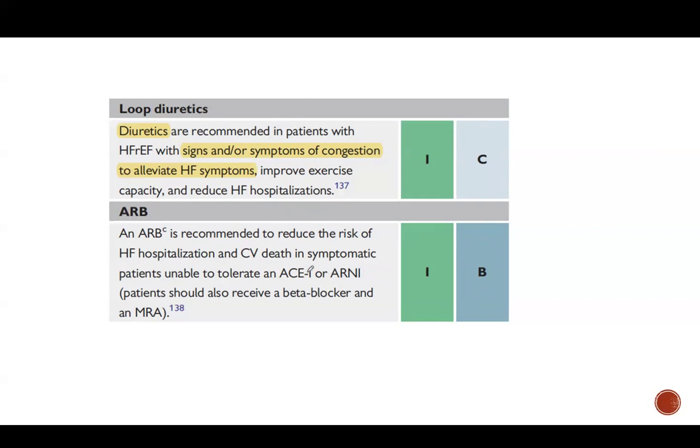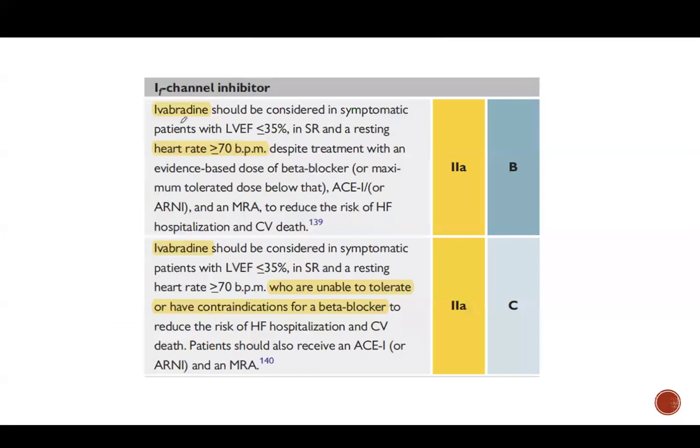So first, you should always prefer an ACE inhibitor or ARNI. If the patient is not able to tolerate this due to cough or angioedema, then only you should go for an angiotensin receptor blocker. A funny channel inhibitor, that is ivabradine, should be considered in any patient with an EF of less than 35% who is in sinus rhythm and has a resting heart rate of more than 70 beats per minute.